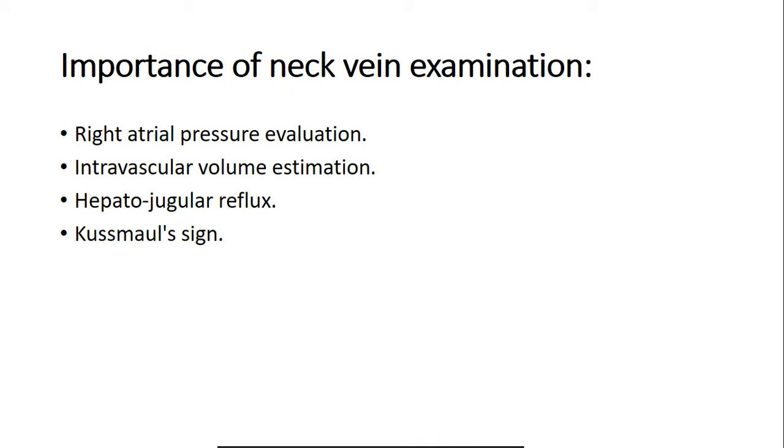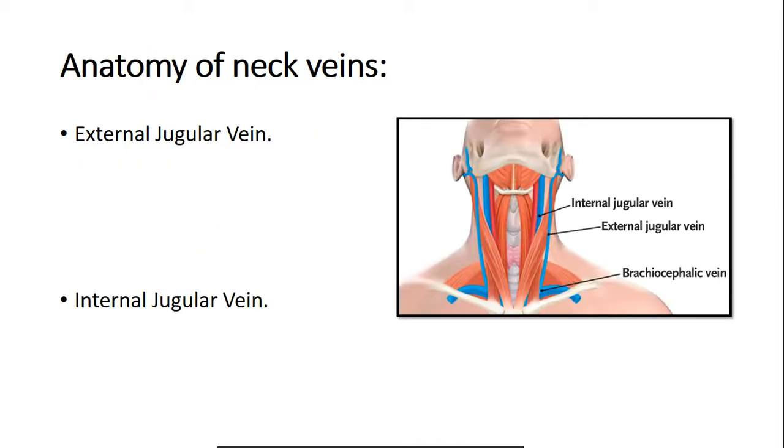Okay, so before going through the exact steps of neck veins examination and its tips and tricks, we should talk about the anatomy of the neck veins. The major veins we are examining during the neck veins examination are the external jugular vein and the internal jugular vein.